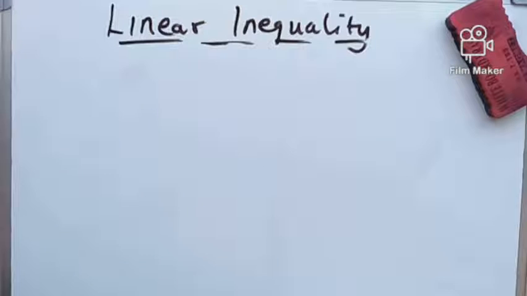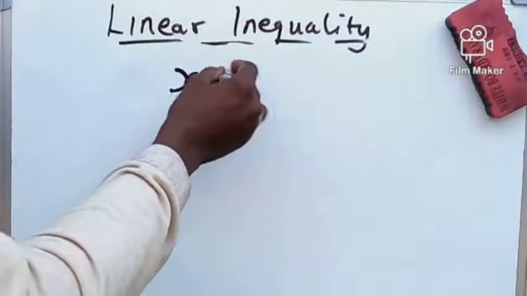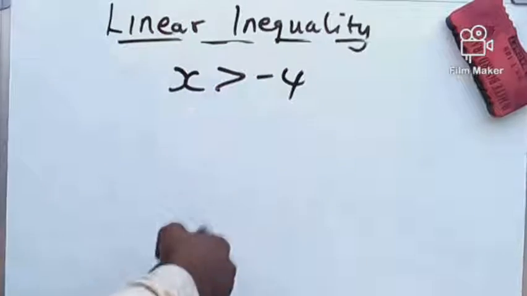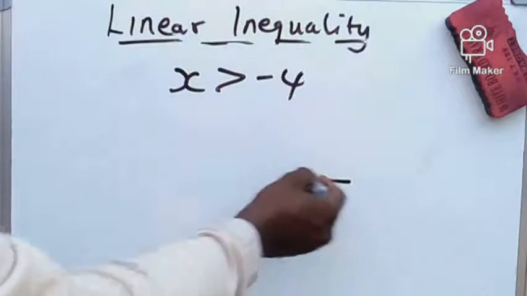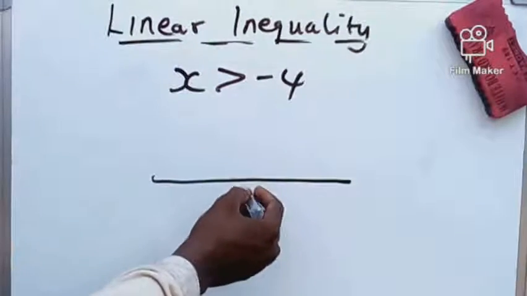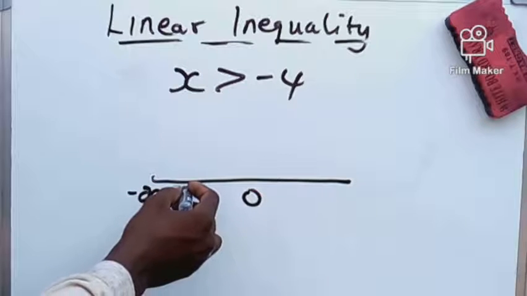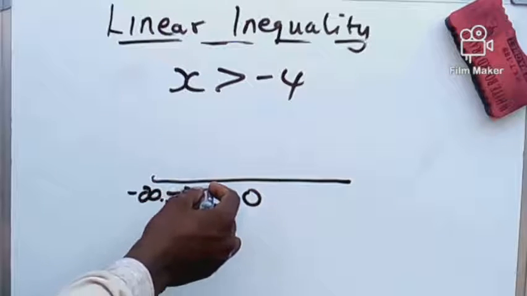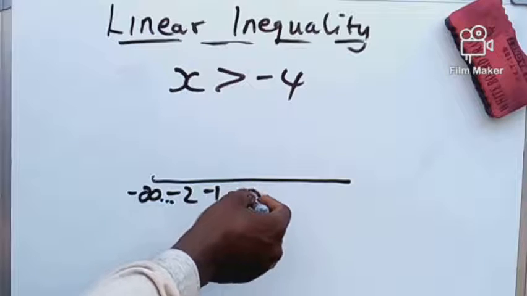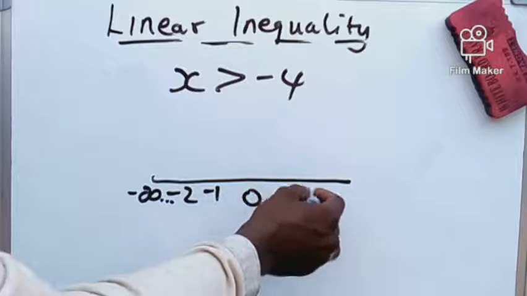Next, we represent our given answer on a number line. Notice that our final answer is x is greater than minus 4. So to represent this on a number line, we simply draw our line and then put our 0 there. This is negative infinity, then all the way to minus 2, minus 1, as the case may be, 0, 1, 2, and 3.